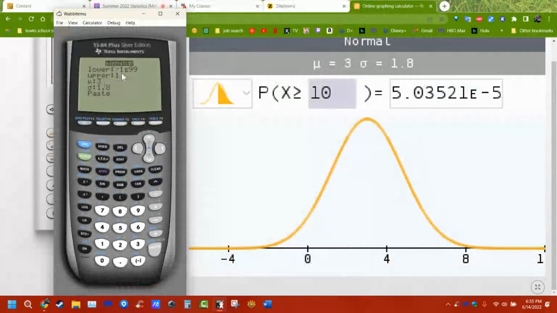Actually, I'll leave it here. Now, in this case, my lower value is 10, and my upper value is 1, second comma, e to the 99th power. Those same values, and I hit paste, and I get the same number. Remember, I just have to move this that many places in that direction.